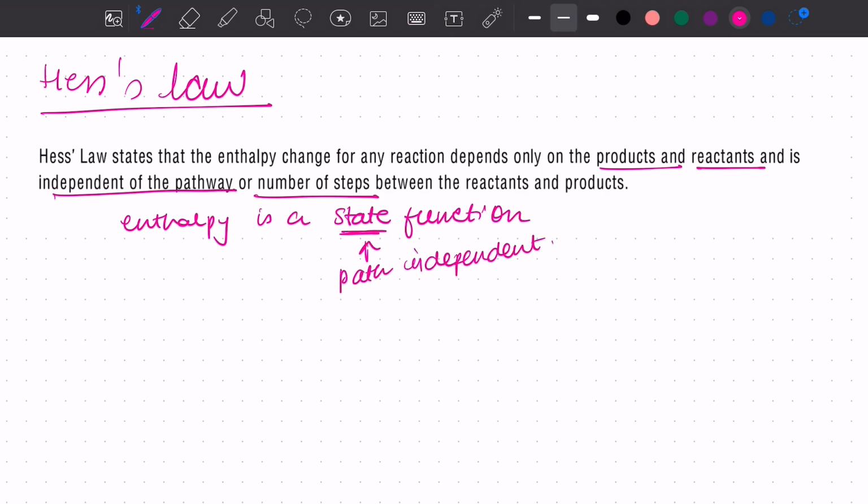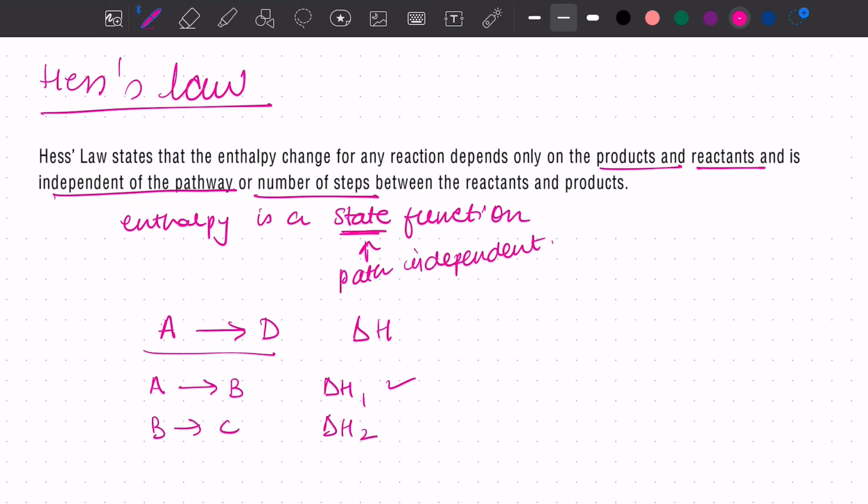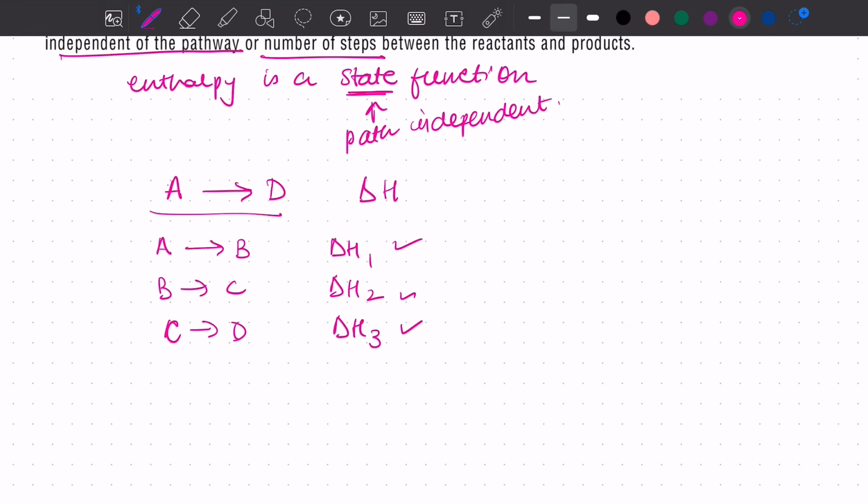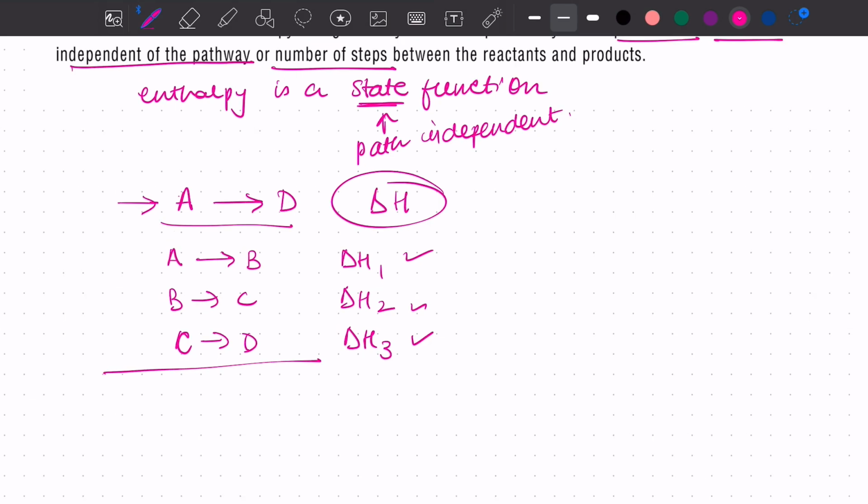Let's say you want to find the heat of reaction associated with the change A to D. Now, instead of actually having to do this reaction, if you knew some other reactions that could lead to D, so let's say A forms B and you know the change associated with this. Then let's say B converts to C and you knew this change. And C converts to D and you know the value of this change. If all of these are known to you, then you don't need to actually go ahead and do this reaction and figure out the change in enthalpy associated with that.